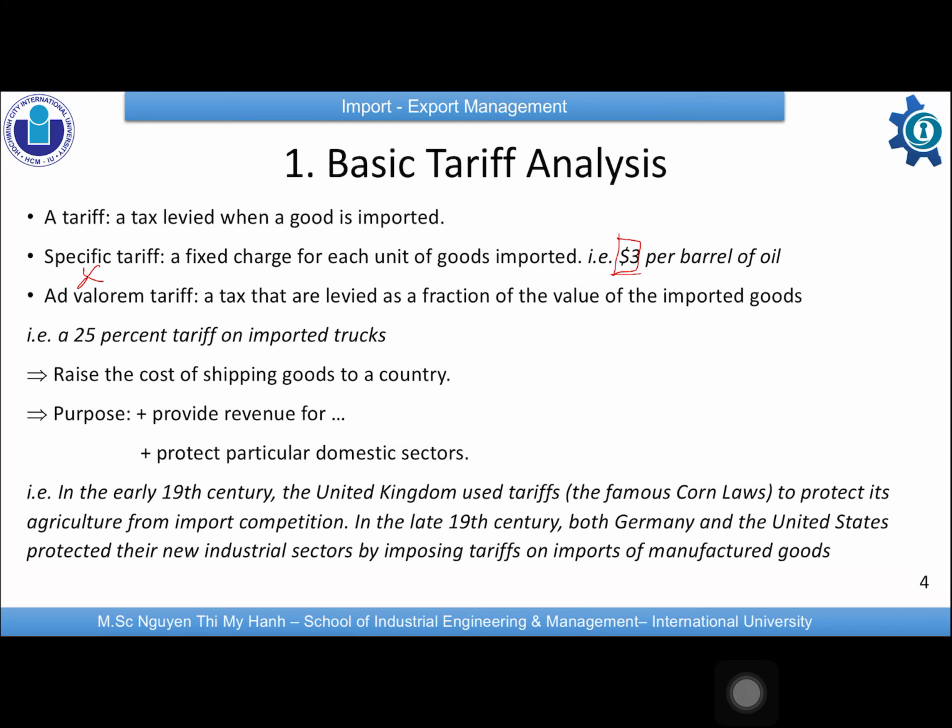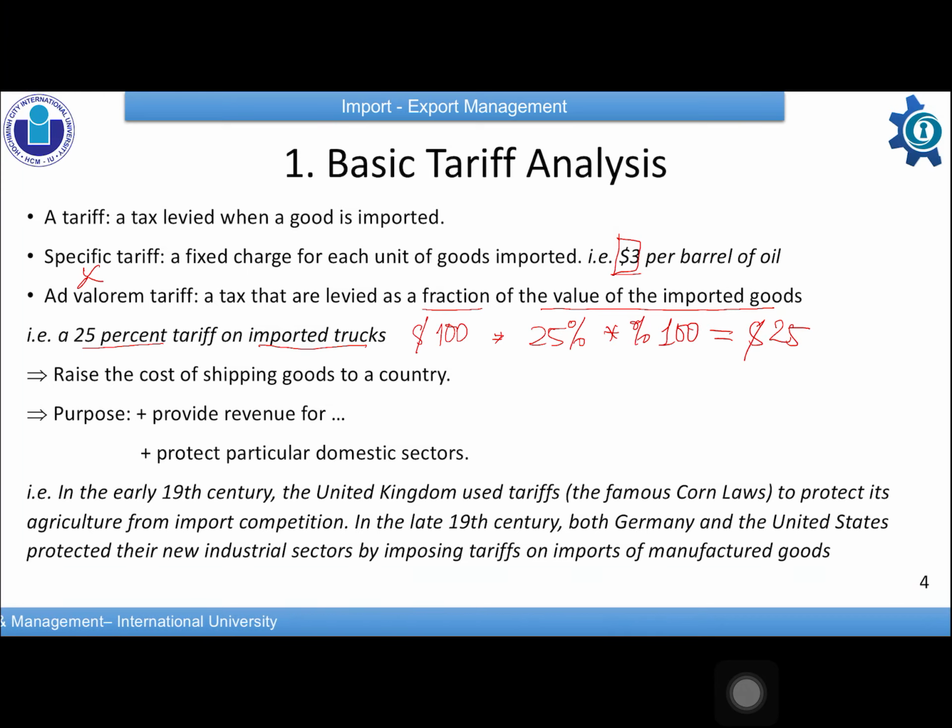The second type is the ad valorem tariff, a tax levied as a fraction or proportion of the value of the imported goods. For example, they will charge a 20% tariff on imported trucks. Maybe this imported truck's value is $100, then 20% of this value, the value of the imported goods, will be how many? $20, right? So when they give a proportion or a fraction, we call it an ad valorem tariff.